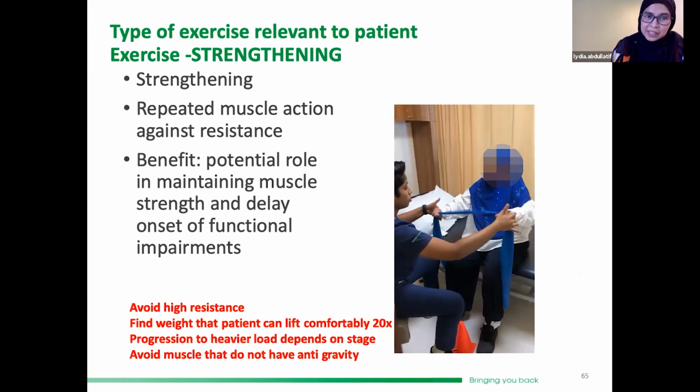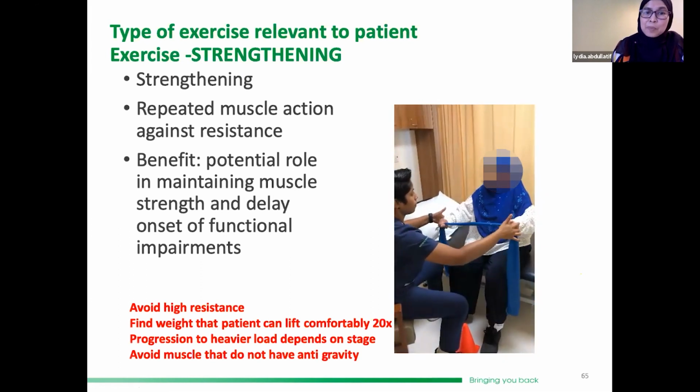We must find weights or resistance that the patient can do comfortably for 20 times, 20 reps. The progression to use a heavier load depends on the stage, like I said, stage 1, stage 2 to stage 6. And we must try to avoid muscles that do not have anti-gravity movement.